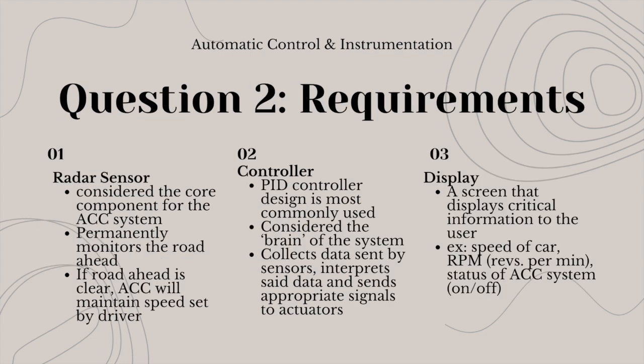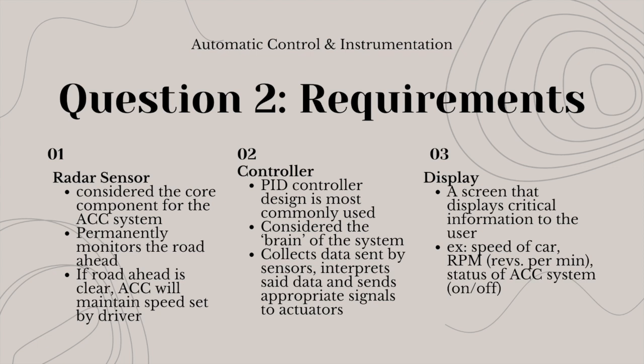So, what are the required components in an adaptive cruise control system? Well, there are five main components that allow the system to function. The first is the radar sensor. It is considered to be the core component of the ACC system, and its function is to permanently monitor the road ahead of the car. If the sensor detects that the road ahead is clear, the ACC will maintain the speed set by the driver.